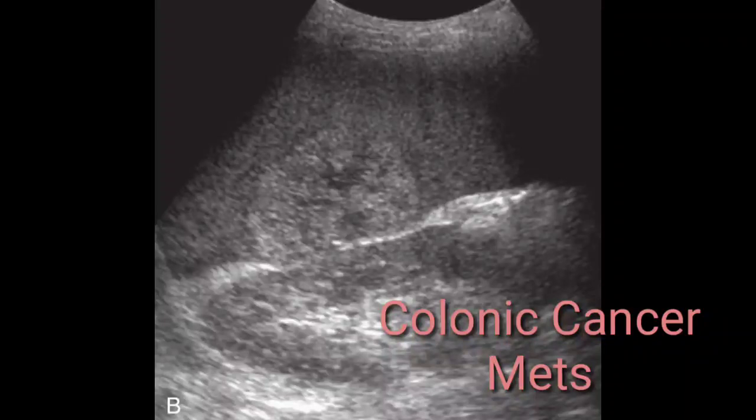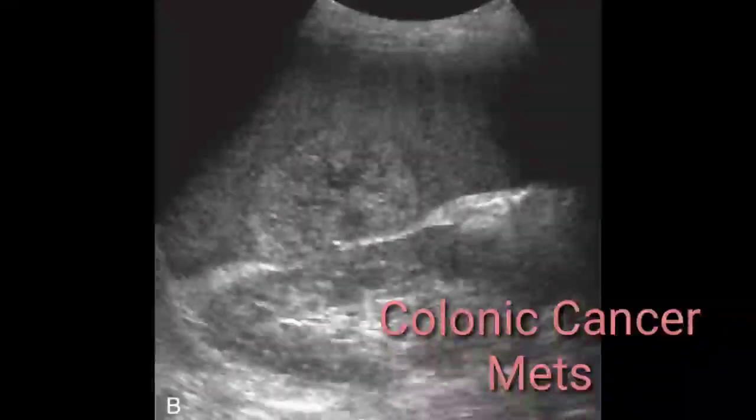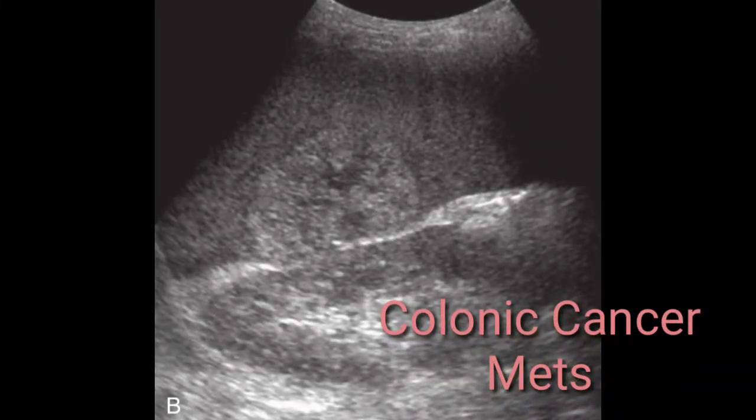On this ultrasound image, you can see adjacent to the left kidney there is a spleen, and the spleen is slightly enlarged in size and ill defined because margins are not clearly visible, but you can see an echogenic lesion with small cystic degenerative changes within the lesion. This is actually colonic cancer. The patient was already diagnosed with colonic cancer, and this atypical lesion was found in the splenic area. So this splenic nodule is actually a metastatic deposit.